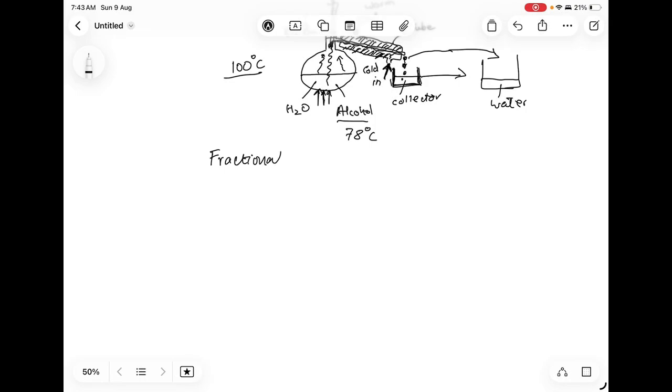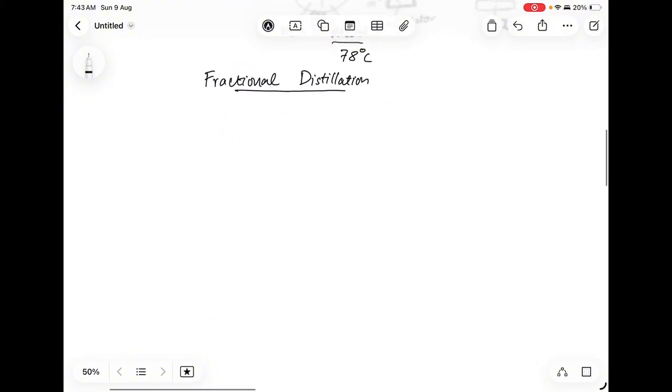So, fractional distillation. By the way, there is not much difference between the fractional and simple distillation apart from a fractionating column.